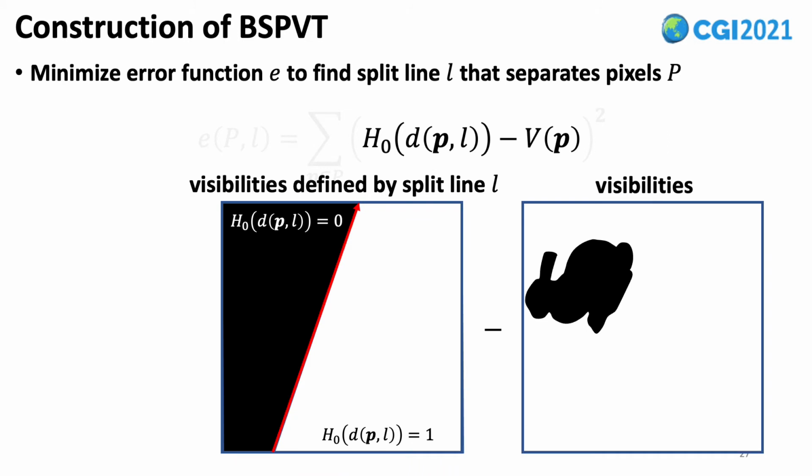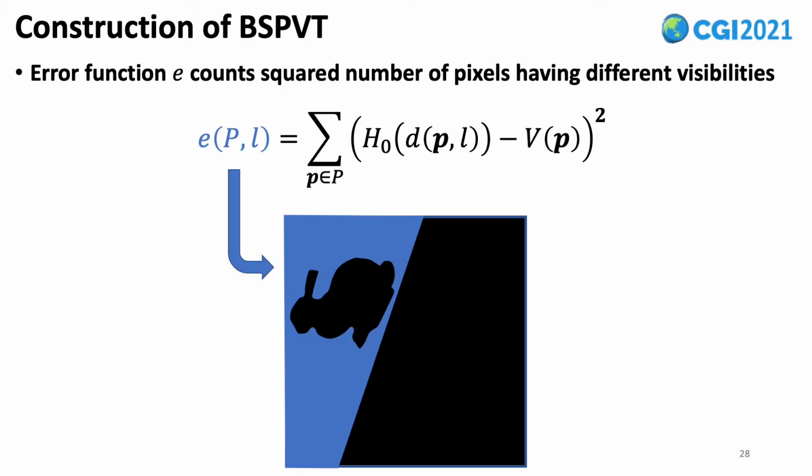So this subtraction indicates the difference between the visibility defined by the splitline and that stored at the pixel P. In summary, the error function E counts the squared number of pixels having different visibilities defined by the splitline, as shown in the blue areas in this image. Minimizing the error function E leads to finding the splitline so that the visibilities defined by the splitline match the target visibilities.